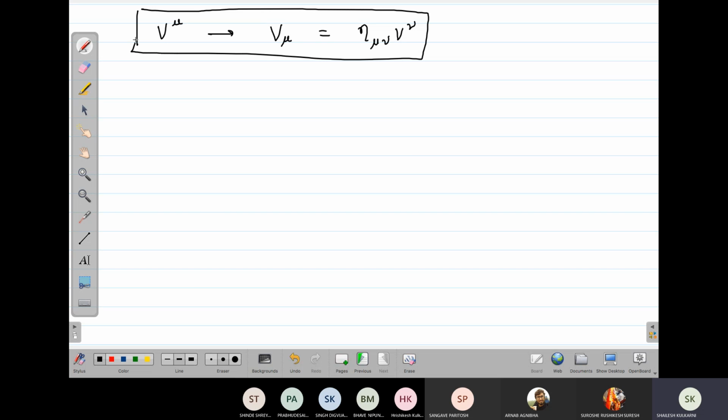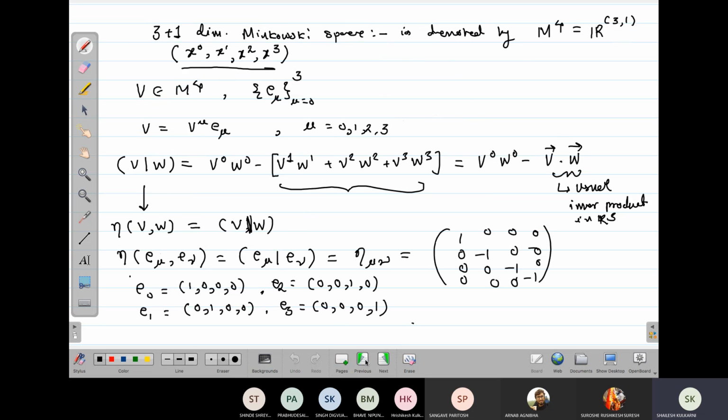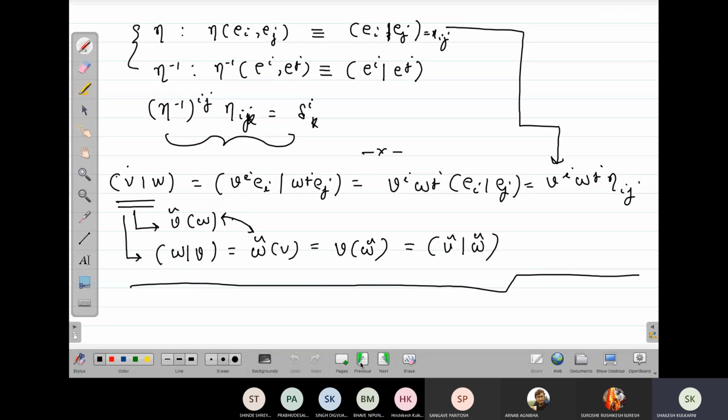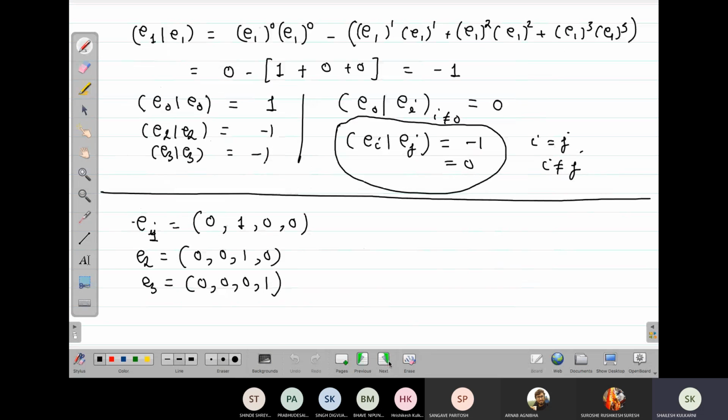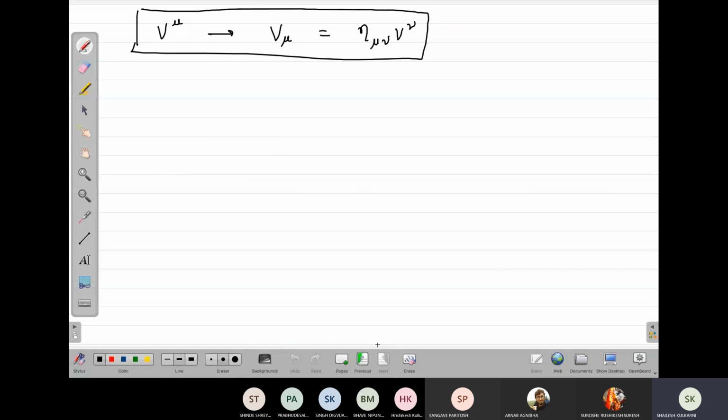The procedure which I illustrated here is general. I never assumed any specific vector space. So instead of using i, j, I'm using mu, nu as Greek indices.